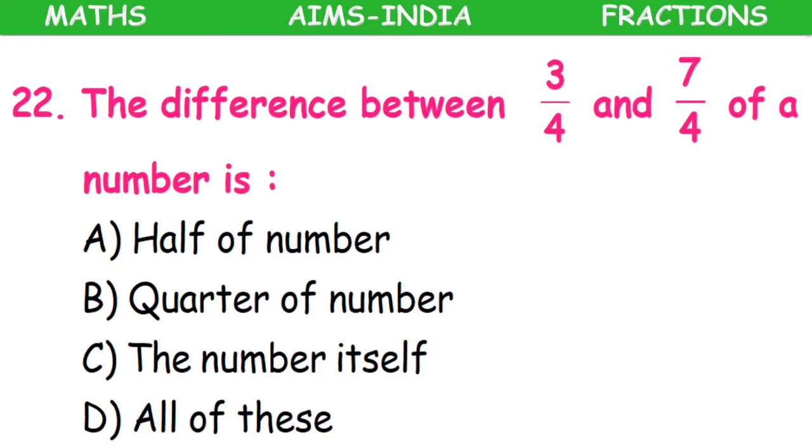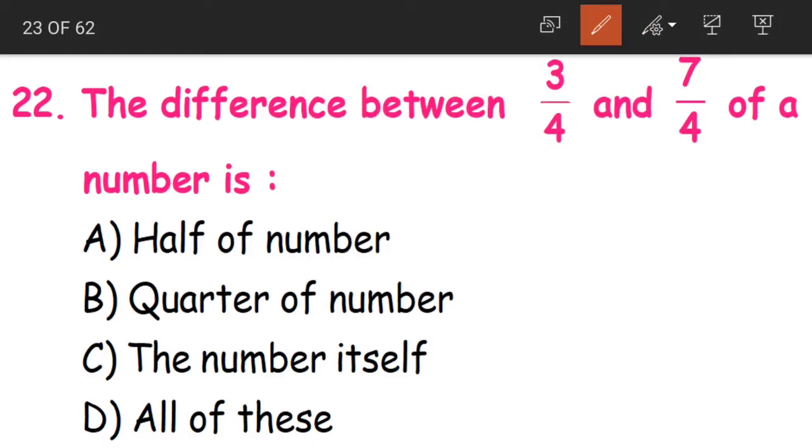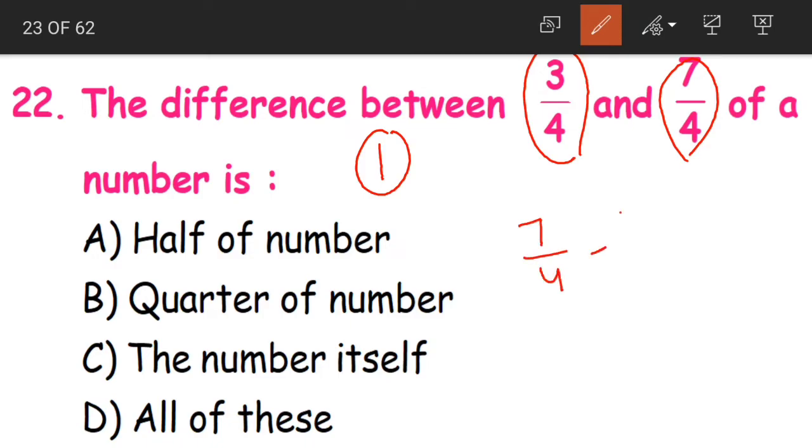Next question 22. The difference between 3 by 4 and 7 by 4 of a number is dash. Now we have a number 1, and the fractions 3 by 4 and 7 by 4. What should we do? We should find out the difference. 7 by 4 minus 3 by 4, the bigger fraction first and then the smaller fraction.